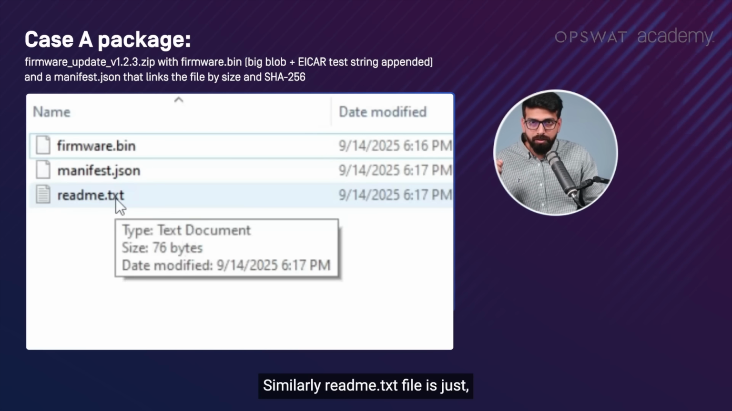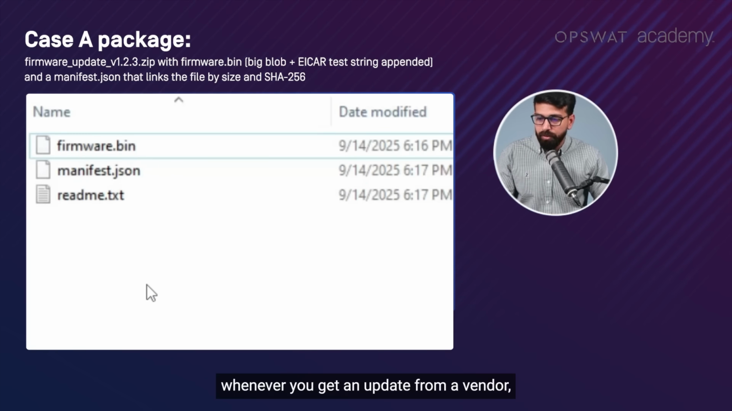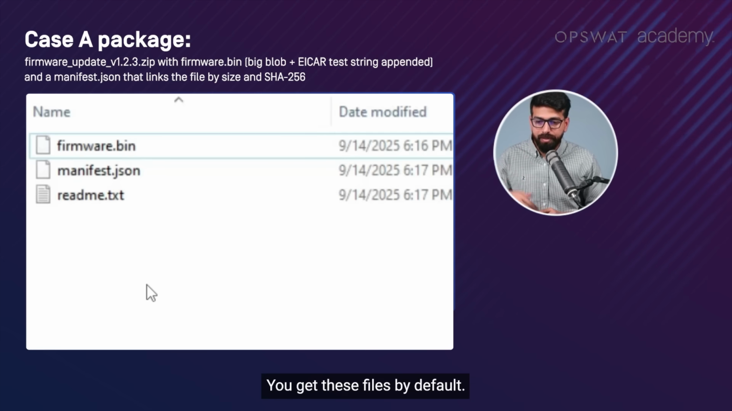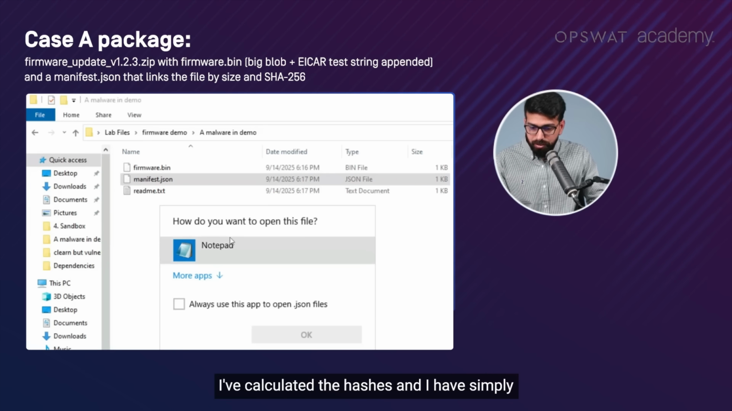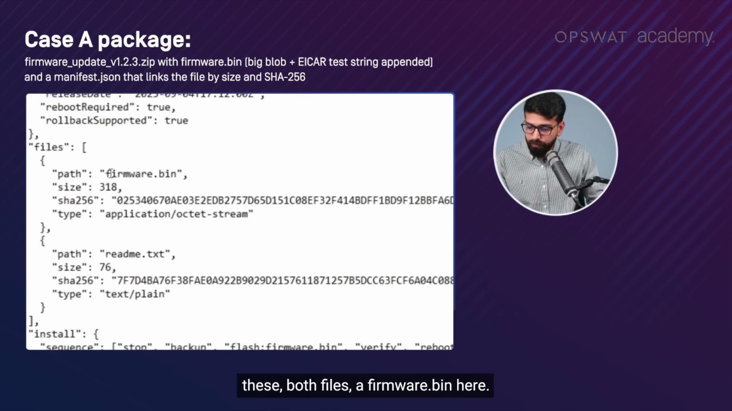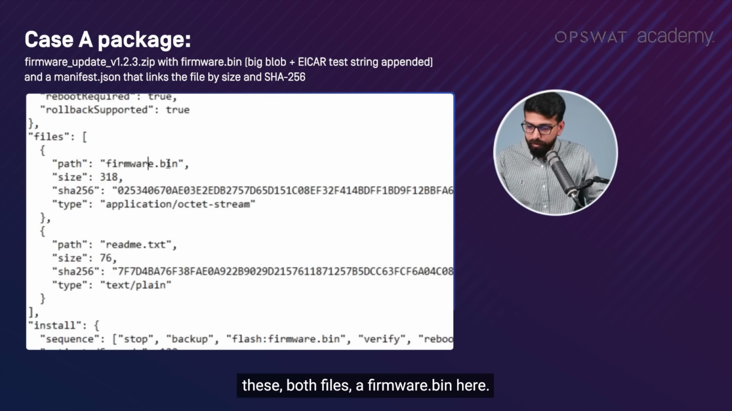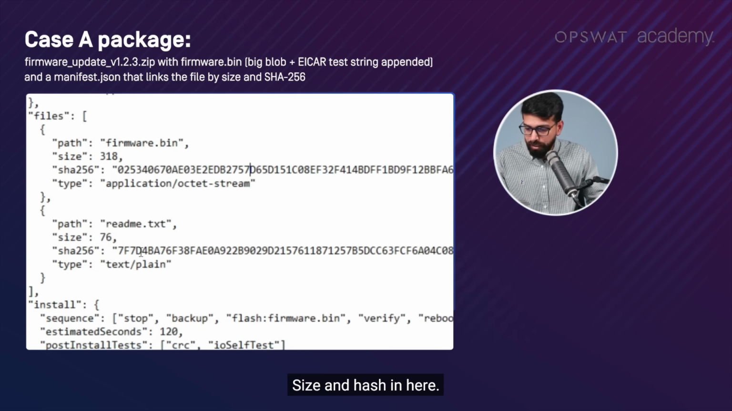Similarly, the readme.txt file is just trying to mimic a real update, because in a typical firmware or BIOS update, whenever you get an update from a vendor, in most scenarios you get these files by default. In this JSON file, I've calculated the hashes, and I'm simply listing both files, firmware.bin and the readme. You can see the size and hash in here.